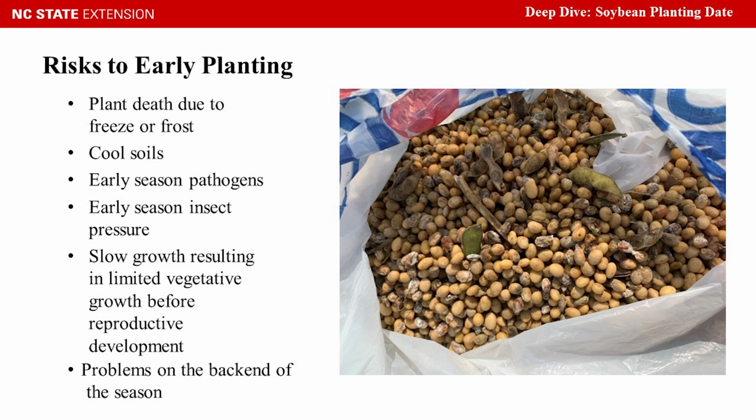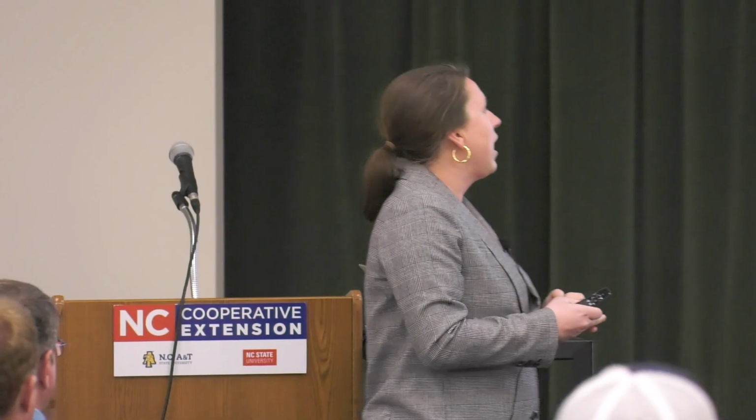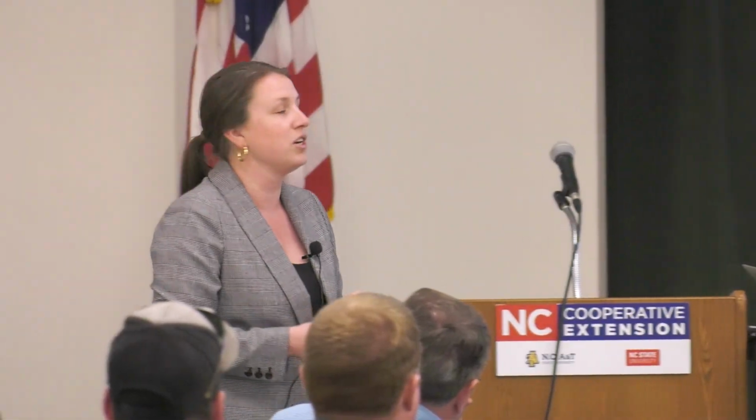We can see some strange things with early season insect pressure. This can be managed, but you have to scout early in the season, which not everybody does. We've seen things like kudzu bug pressure in beans planted before mid-April that you need to make an insecticide application for, or heavy bean leaf beetle pressure. So there's insect pressure, there's deer pressure issues generally that are worse in early planted beans.